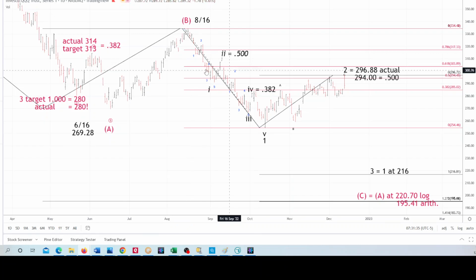Okay, so this is wave 1 down. This is wave 2 up. And wave 3 from that 296 high equals wave 1 at 216.